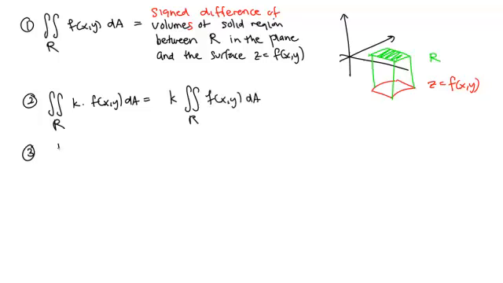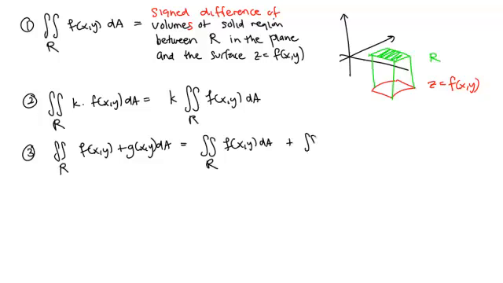Similarly, if we had a sum of two functions, the double integral of f of x, y plus g of x, y dA, then the integral could be broken up for each one of the functions. We could find the double integral of the function f, and then the double integral of the function g, and simply add the two results together. So the scaling rule and the sum rule for derivatives make sense.